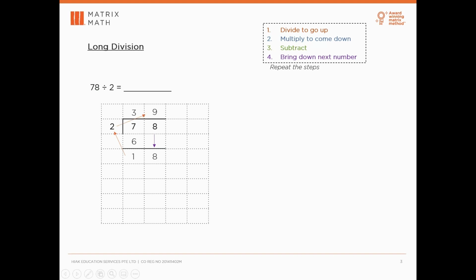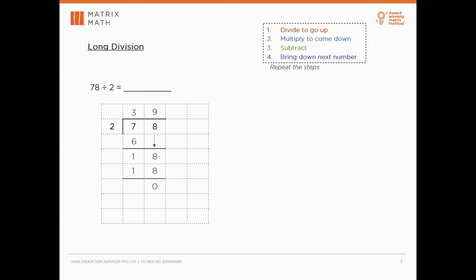Then we repeat step number 2. Since we're at the top, we want to go down. So it's 9 multiplied by the number at the side to go down. That will give us 18. And we move on to step number 3, which is to subtract. So 18 minus 18 will give us 0.